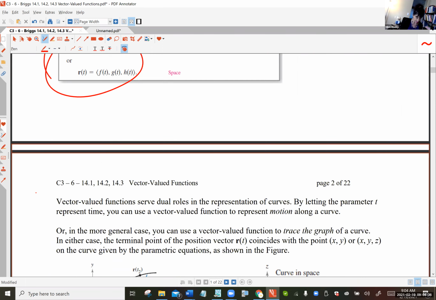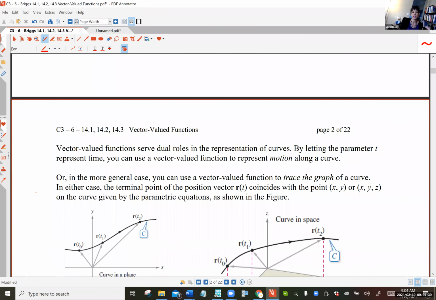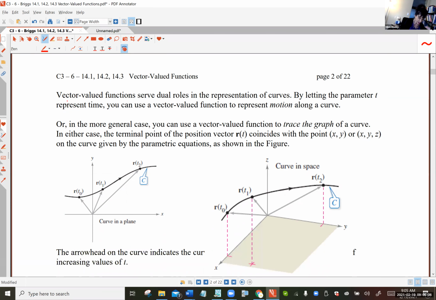So it's a function. Now, just like any function that you studied in your pre-calculus course or your calculus course, we're going to do the same study. Since we're introducing it, we're going to talk briefly about graphing it, then we're going to talk about domains, and then we're going to do limits today, for real. Next week, I'm going to teach you how to take derivatives of these vector valued functions, and then we'll also do integrals of these vector valued functions. We'll do calculus on it. Vector valued functions serve dual roles in the representation of curves.